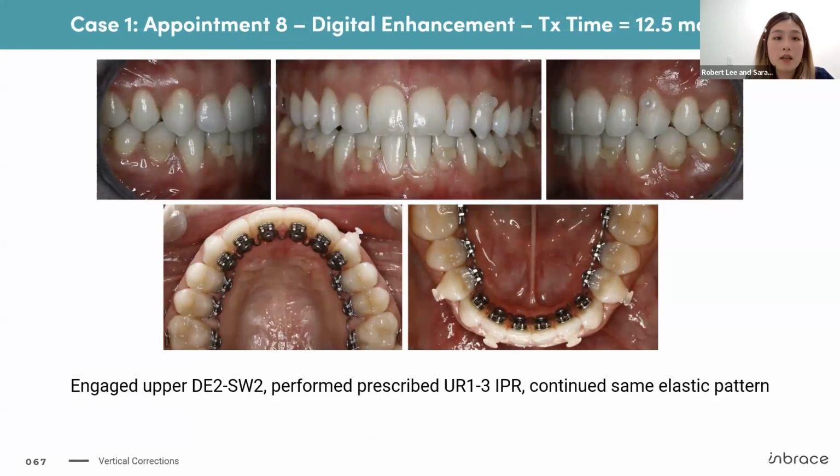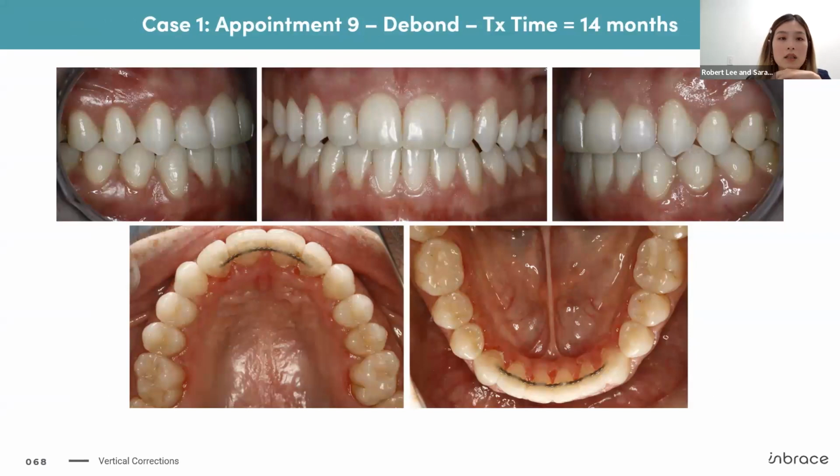So at appointment 8, we engaged the upper DE2 SmartWire 2, and we performed our prescribed upper IPR, and we continue the same elastic pattern. And then at appointment 9, the patient is pretty much ready for debond. Patient came in for a debond check. We happened to have the time, so we just went ahead and did the debond.